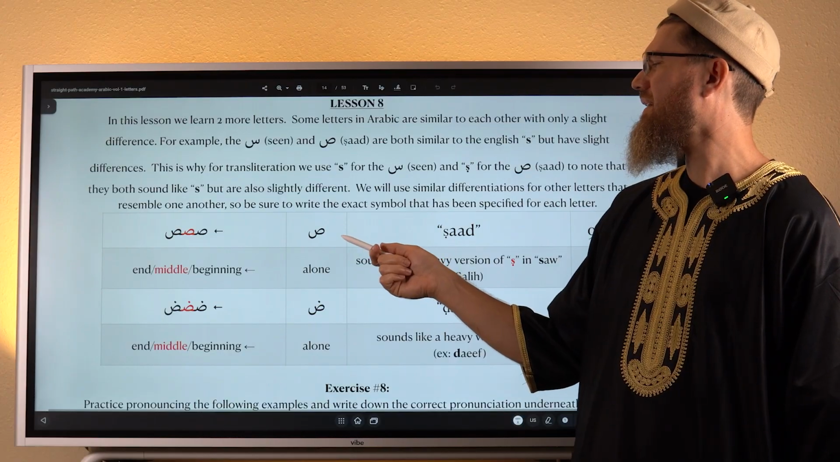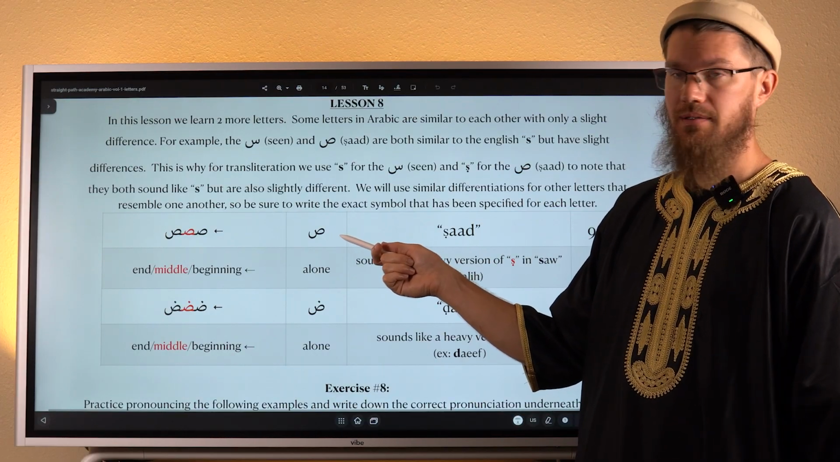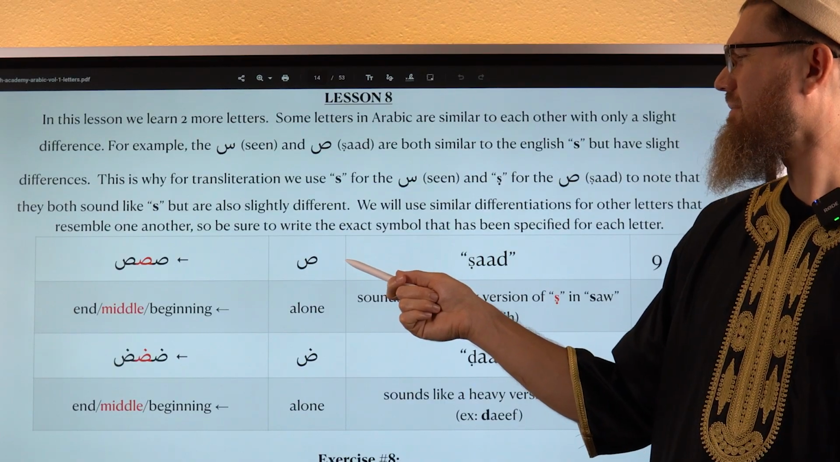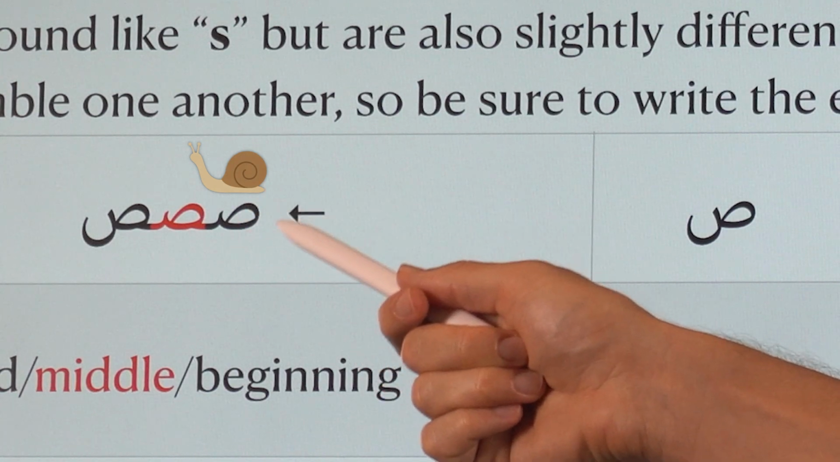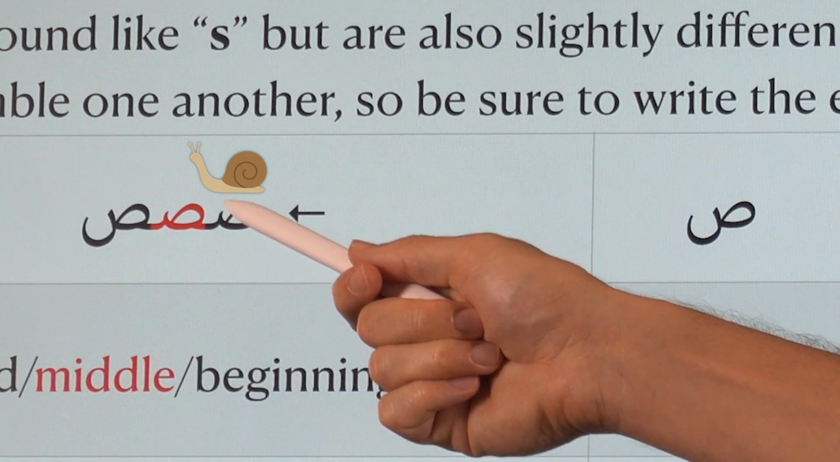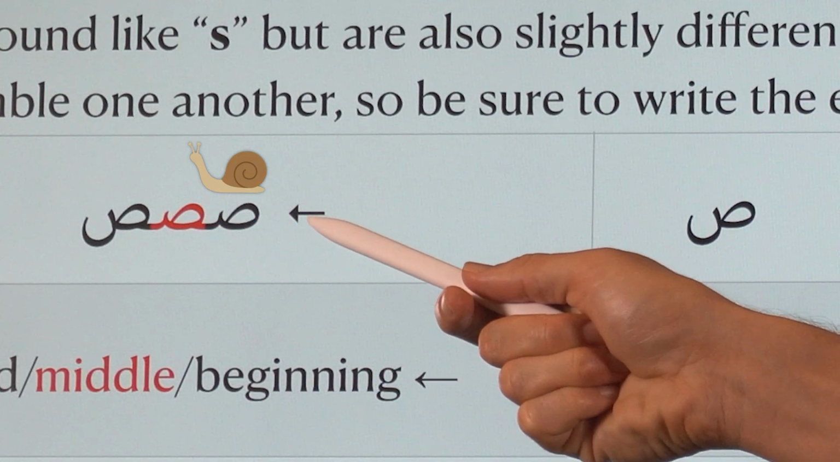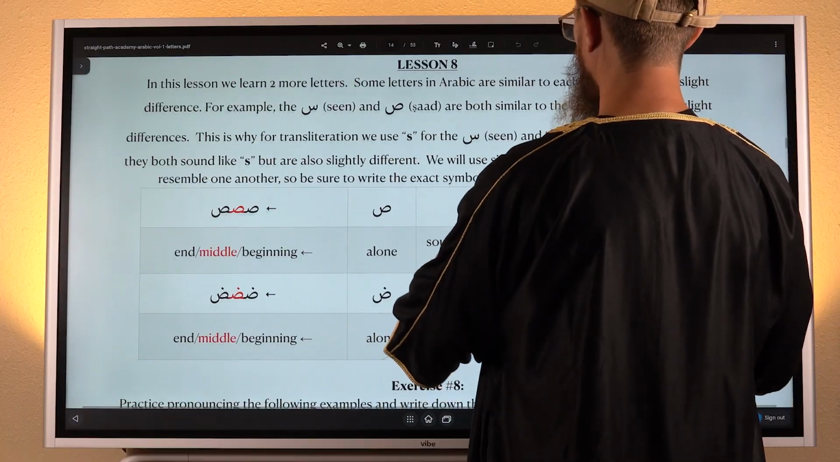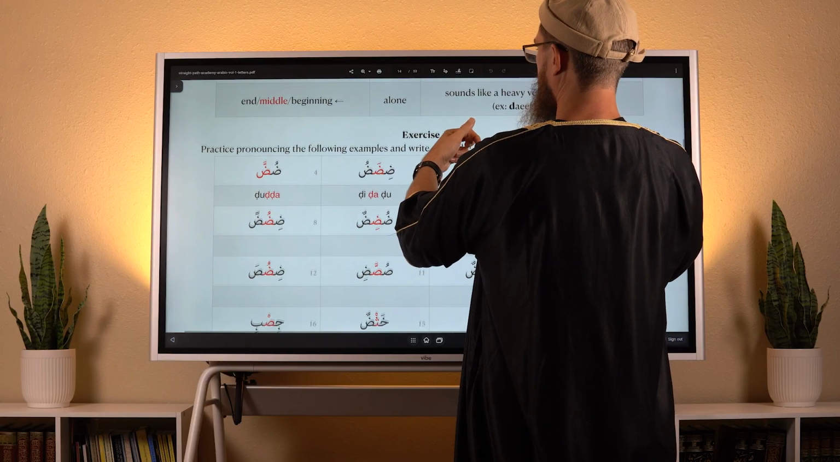And perhaps something that we can compare the shape of the Sad to, that could help us remember it, is that it looks kind of like the shape of a snail. If you can imagine, this is the shell of the snail, and this is where it pokes its head out. So let's say that the shape of the letter Sad is similar to a snail. So let's go straight to the exercise and see if we can identify the letter Sad.